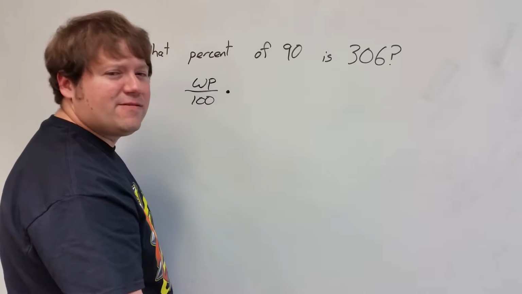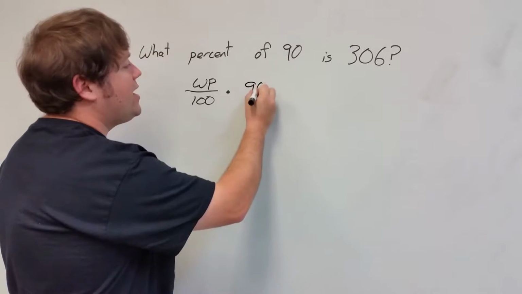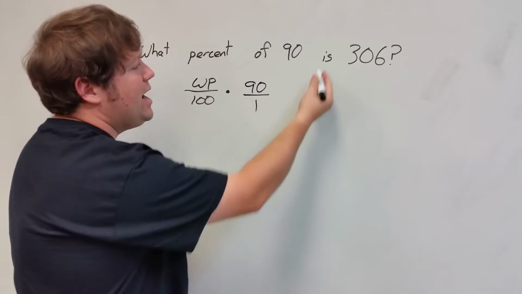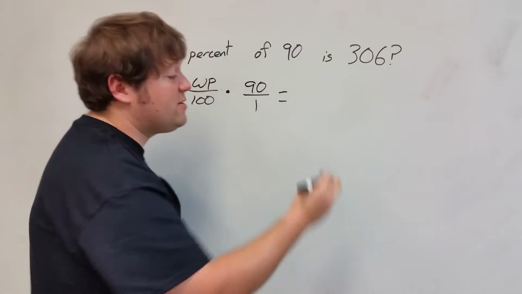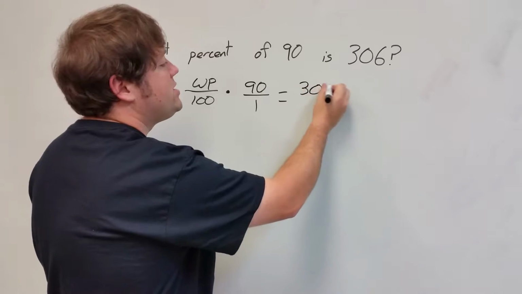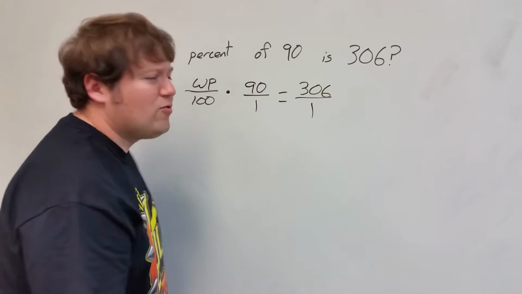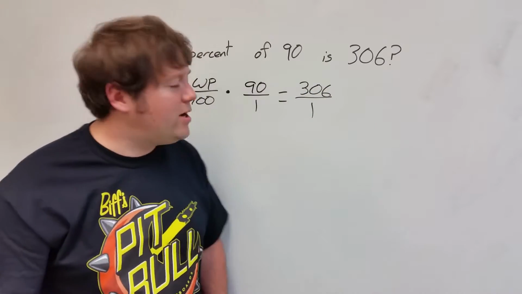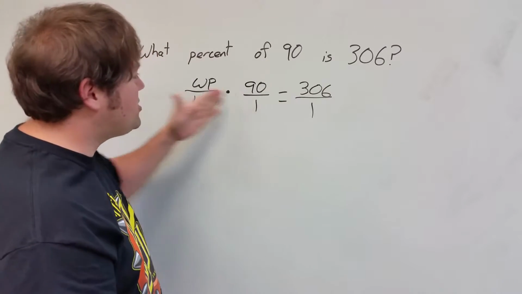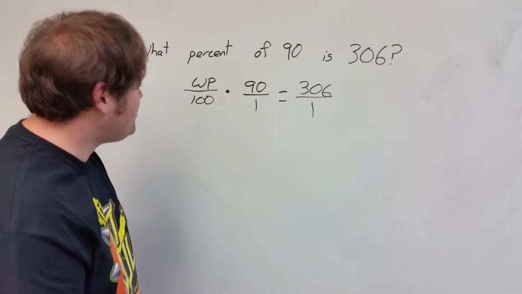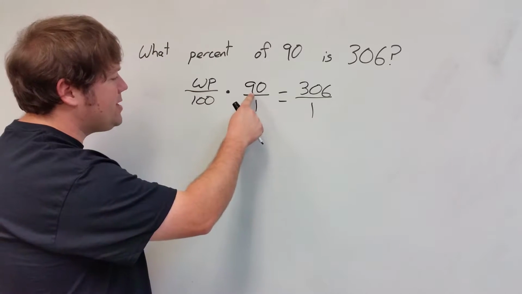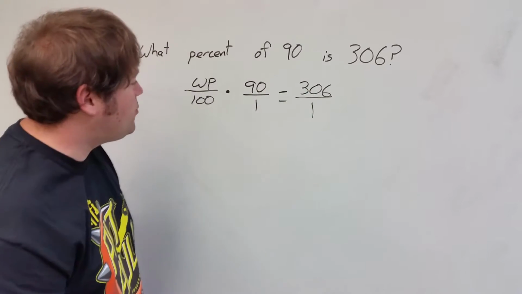And we could write 90 as a fraction too. We could always write it as 90 over 1. And then it says is equals 306, and we could write that as a fraction as well, 306 over 1. You can write any whole number as a fraction over 1. The reason we would do that is just to make everything a fraction, maybe make it a little easier to work with. So we have multiplication equals 306 over 1.